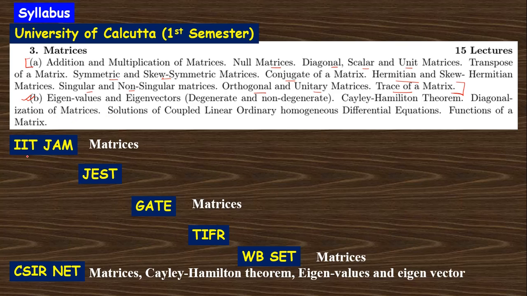You can see also for the IIT JAM examination, the syllabus is written as only matrix. JEST also, GATE, TIFR, WB SET, West Bengal SET, is written as only matrices. Actually, matrices means the total syllabus within the matrix is like that. In the CSIR NET, this is elaborated as matrices, Cayley-Hamilton theorem, eigenvalue, eigenvector, etc. I think the syllabus of the matrices is clear. For University of Calcutta, I follow this syllabus. In this video, I want to cover the first part of this syllabus, which is part A. So let's start.